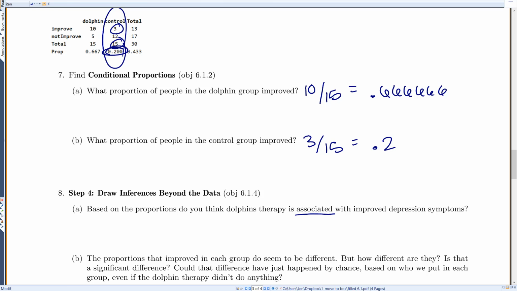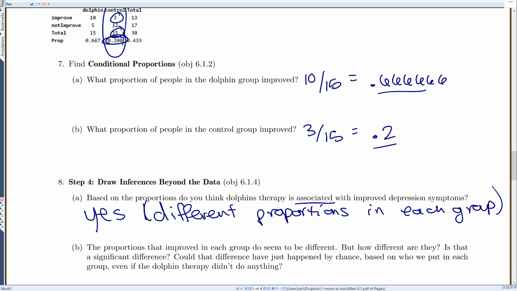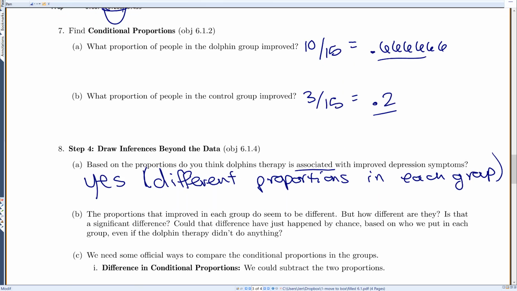Okay. Well, based on these proportions, I would say yes. I'd say yes, because different proportions in each group. So I think that dolphin therapy is maybe not actually doing cause and effect, because we haven't gotten to where we're going to say that yet, but I think it's somehow related with improved depression.